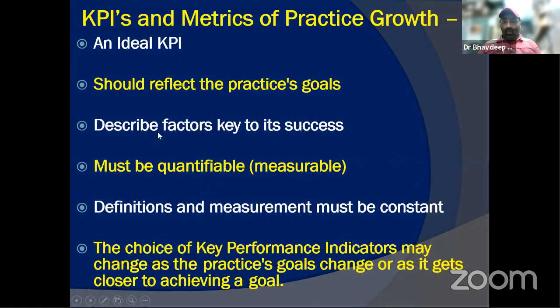Again, an ideal KPI has to be quantifiable. If you can't measure it, you cannot actually assess it properly. So the definitions or measurement should be constant. They should not be changing with every parameter. So yes, the choice may change. You may shift to a better KPI when your goals change, or maybe once you achieve one goal, then you can shift to another one. Maybe your new patients is your first goal. The second goal may be new patients revenue.